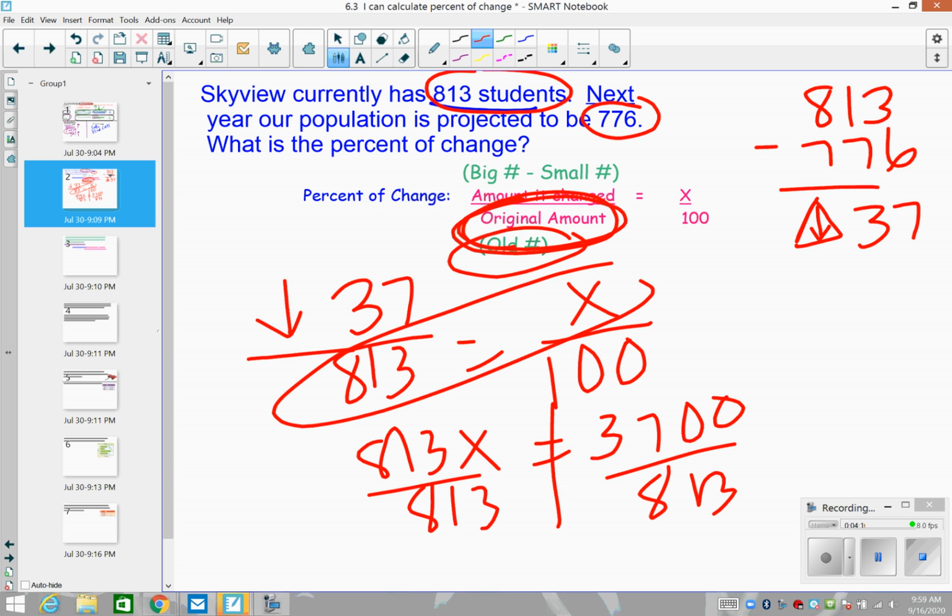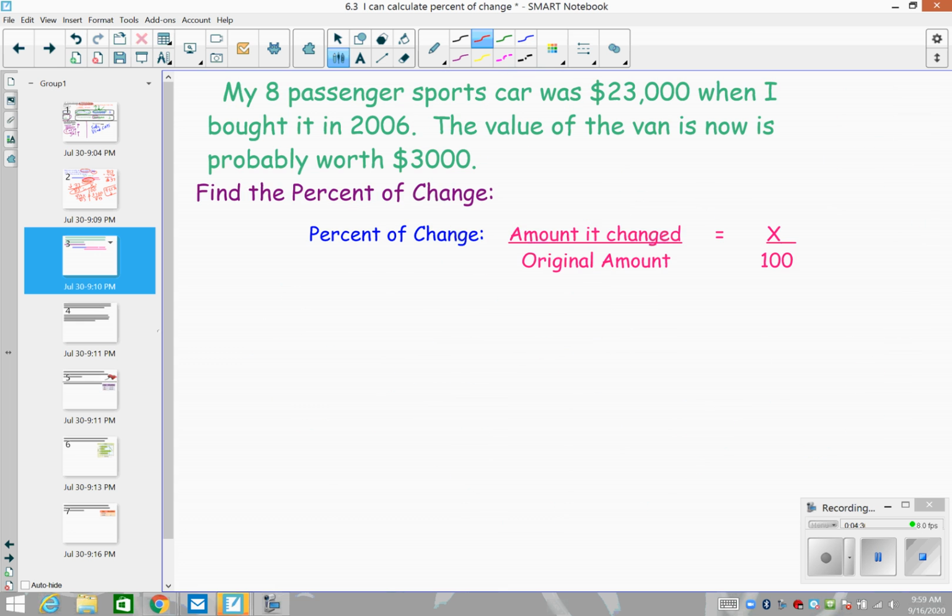So we will find that we are going to have a 4.55% decrease in the student body at Skyview next year. Now these are made up numbers, so that could be very different, but I needed some numbers to slot in for the example. So that's percent of change. How much does it change over the original amount? Let's try a new example.